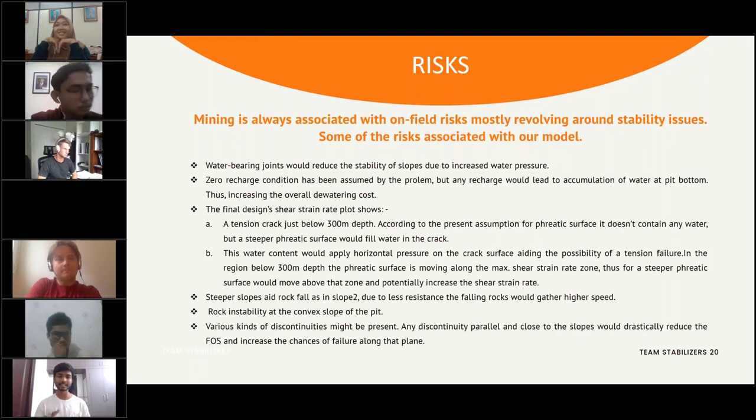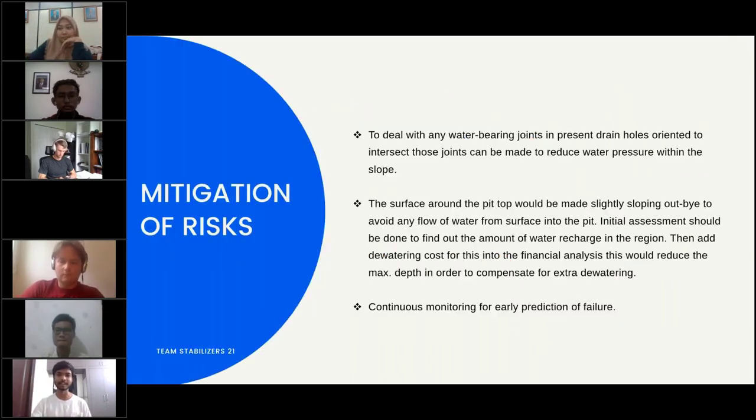But in case there is a recharge and the crack fills, there will be potential instability. Steeper slopes, like the slope of slope 2, which went to 60 degrees plus, would cause less resistance to falling rocks, which would speed up and cause potential damage. Rock stability at the convex slope of the pit might be unstable, and if any discontinuity is present, they would cause potential failures. Now the risks and some mitigations.